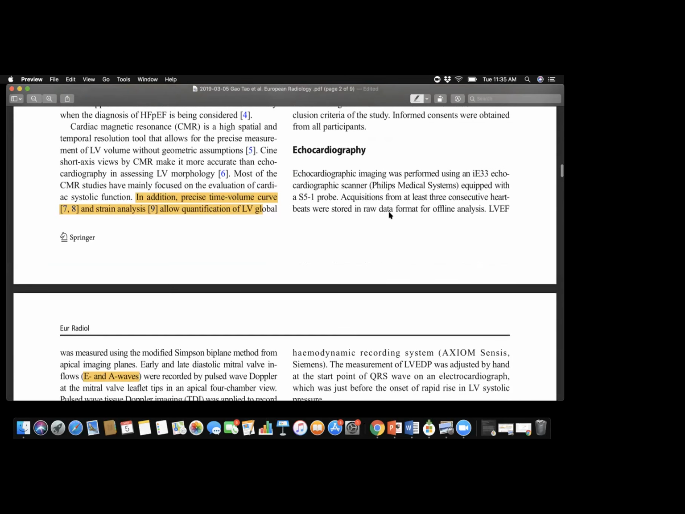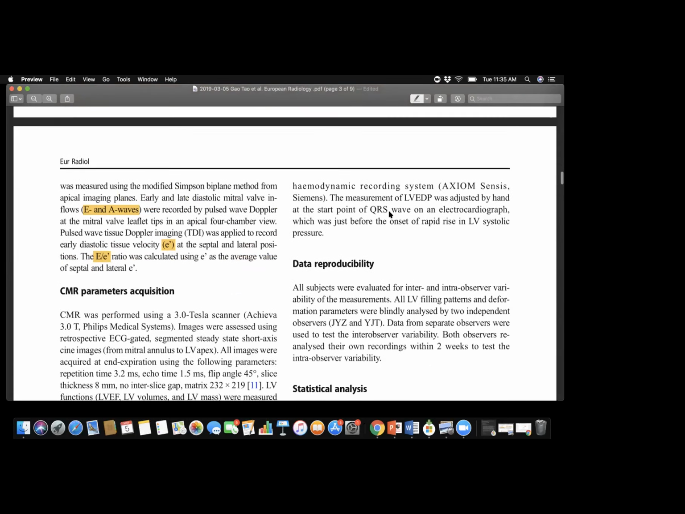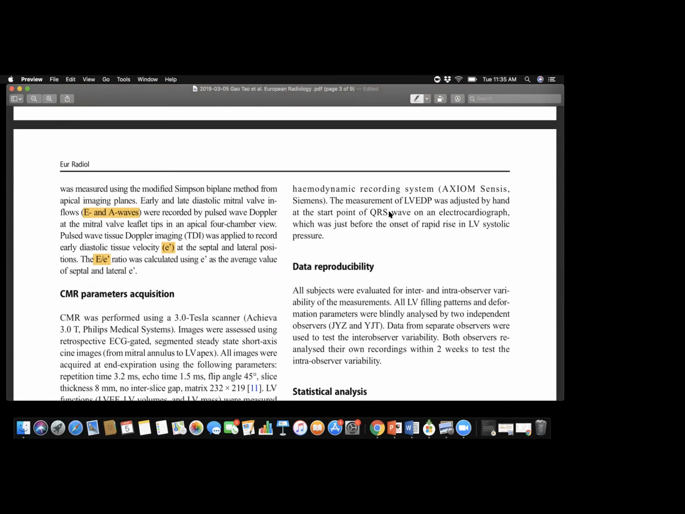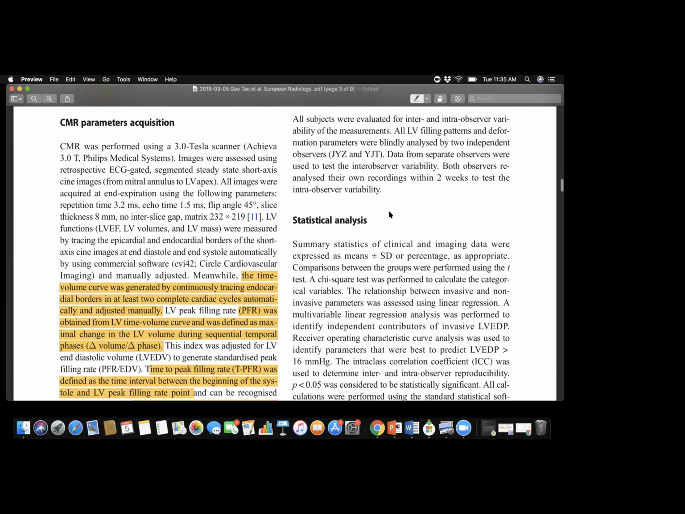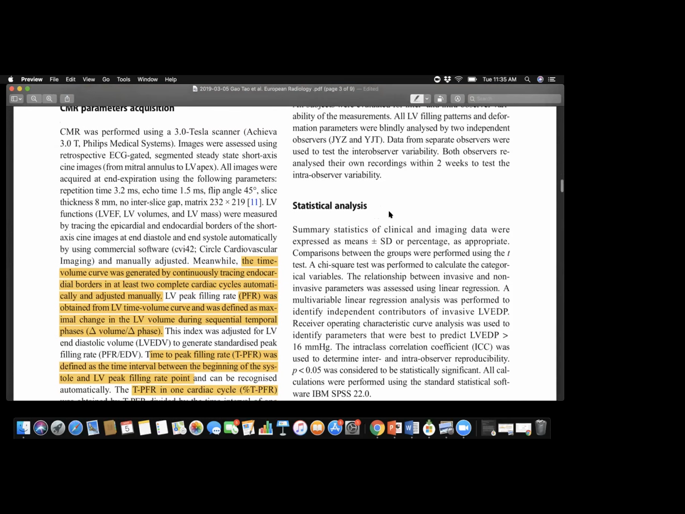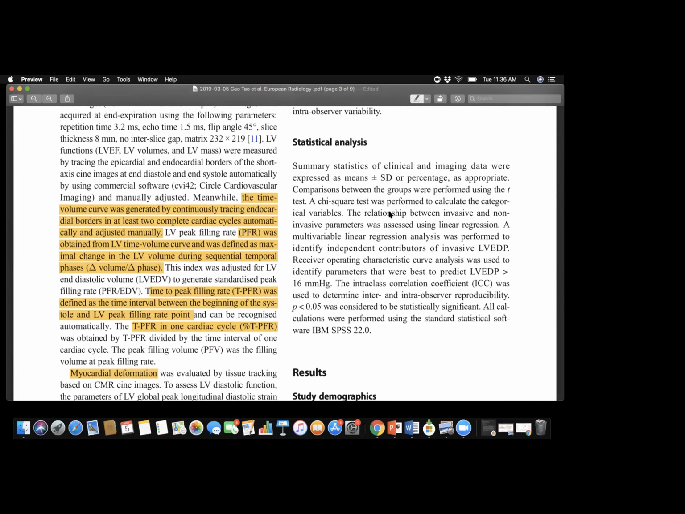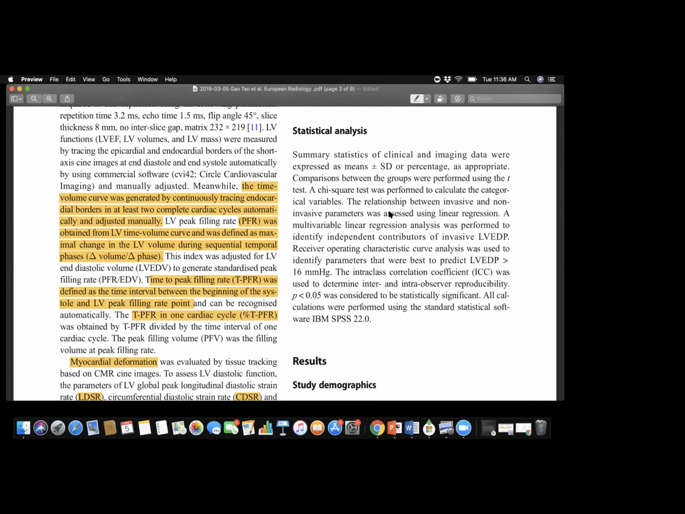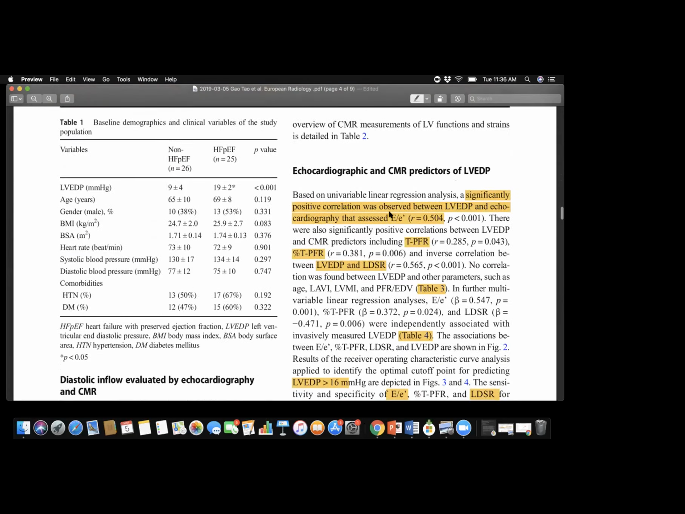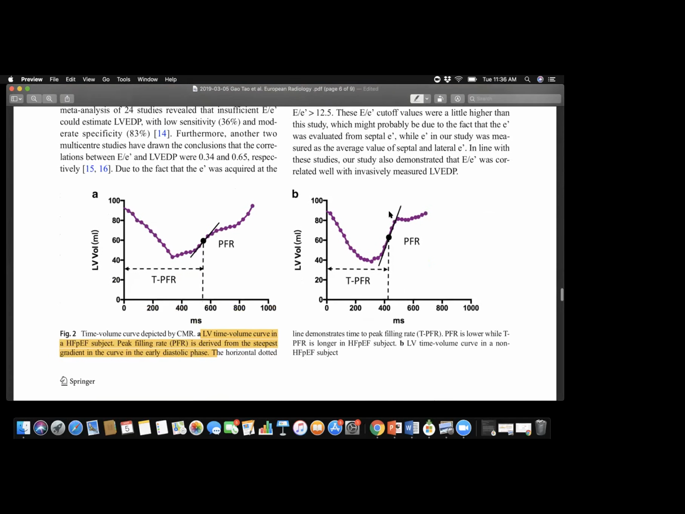Patients underwent echocardiography, and the usual diastolic parameters were assessed, including E, A waves, E prime, E to E prime. This is the usual standard diastolic assessment. In terms of the CMR parameters, the study was done, I believe, on a 3 Tesla Philips machine. In addition to systolic parameters, the time volume curves were also generated. So I'll show you the time volume curve that was generated here.